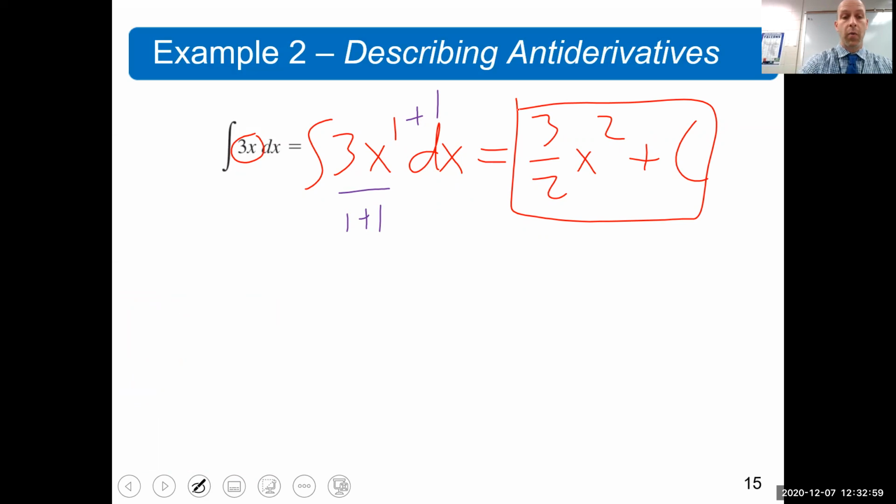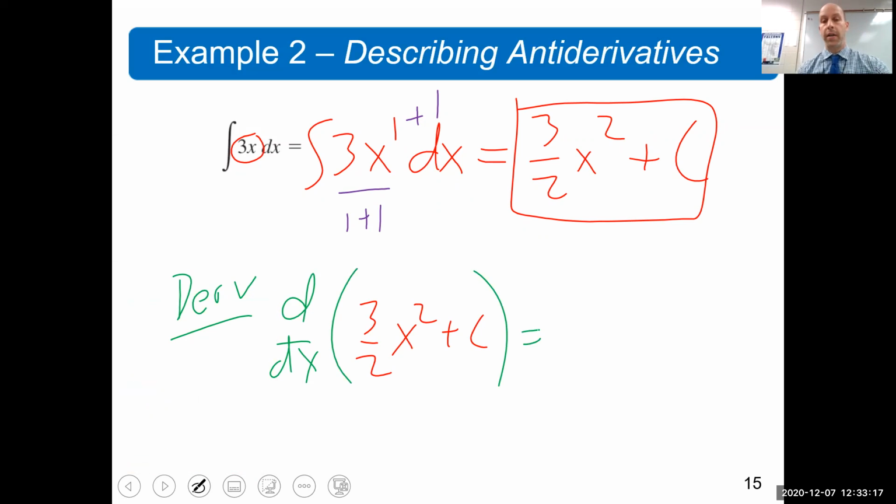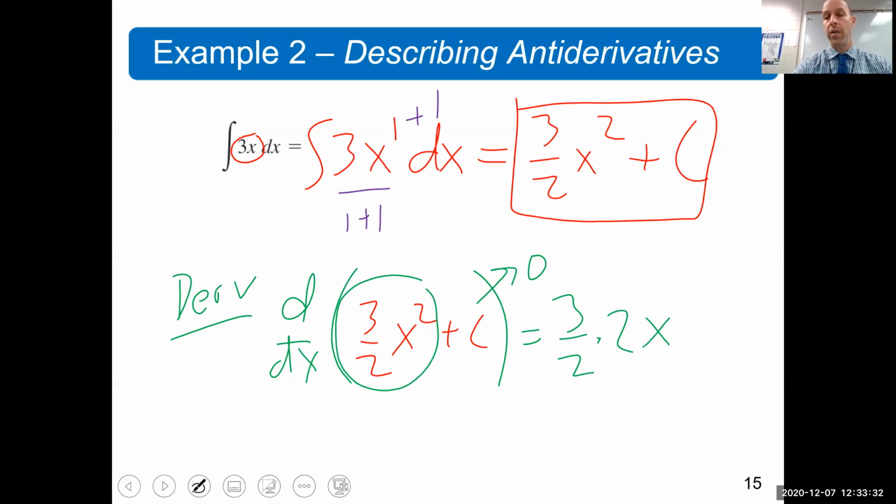Now we can check that. The way we check that, I'll do that in green, is just do the derivative. So what is the derivative of what we just did, which was 3/2 x squared plus c? Now keep in mind that c is a number. It's a constant. So the derivative of that will be 0. So this part here is going to go to 0. But now I've got to deal with this part here. So now I'm going to use my power rule. That's going to be 3/2 times 2 times x to the 2 minus 1, which is 1. The 2's are going to cancel, and you're left with 3x, which is exactly where we started. So that is the correct answer.